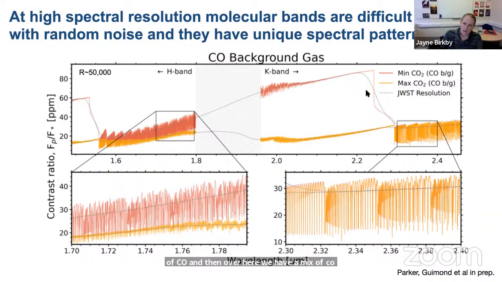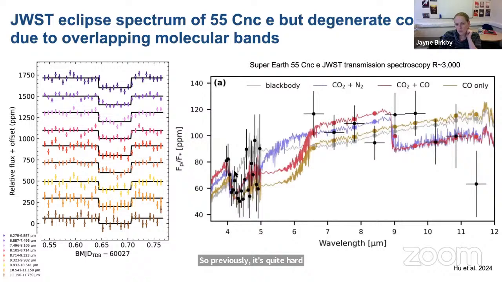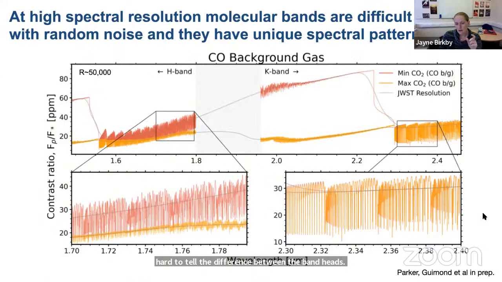And you can see that the JWST resolution for this model is shown approximately in the gray line. Whereas if I was to dial up the resolution here to 100,000, actually, no, about 50,000 for this, suddenly we get infinitely more information in these individual lines in that molecular band head. So previously, it's quite hard to see the difference. So within this region, there's both CO and CO2, and it's hard to tell the difference between the band heads. But if we were to go to higher resolution and even look at other wavelengths, we would be able to tell the difference between this.